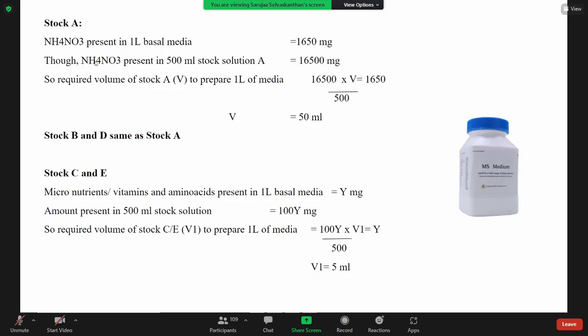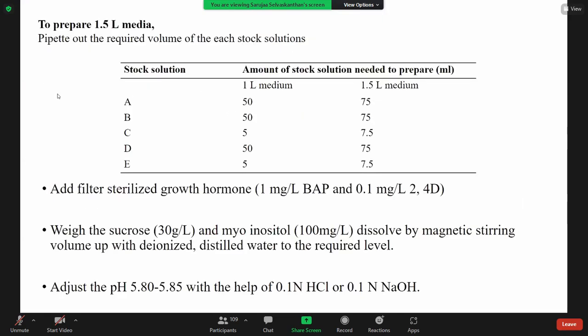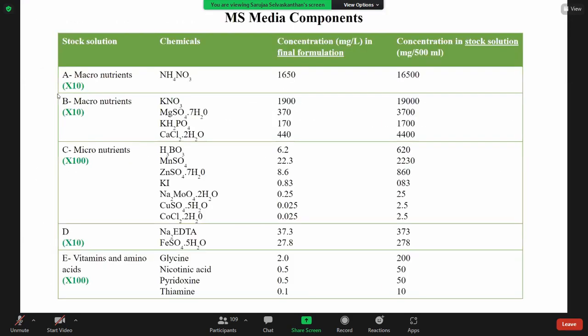We prepared 500 milliliter of stock solution. Now we prepared 500 milliliter of stock solution. We add tenfold higher macronutrient and EDTA in the 500 milliliter stock solution. A 100-fold higher amount we add in the stock C and E. Just see here, 6.2 multiplied by 100, right? 620 milligram.